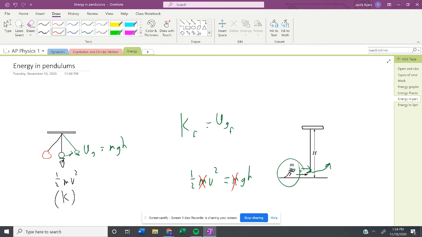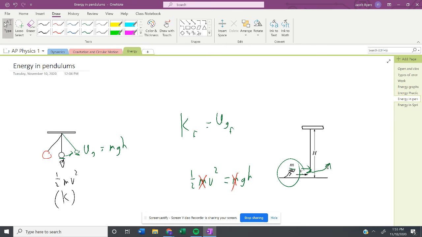pendulums. We know that as it swings, when you pull it up and hold it, it's got maximum gravitational potential. All of its energy is in gravitational potential. You let it go, it turns from potential to kinetic. At the very bottom, it's all kinetic energy because it's going to start going up. It's slowing down, losing kinetic energy into potential energy.